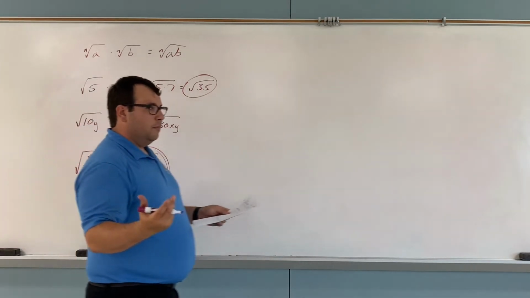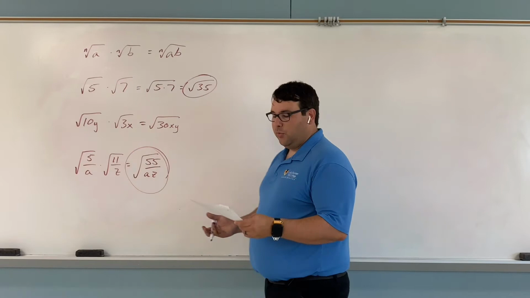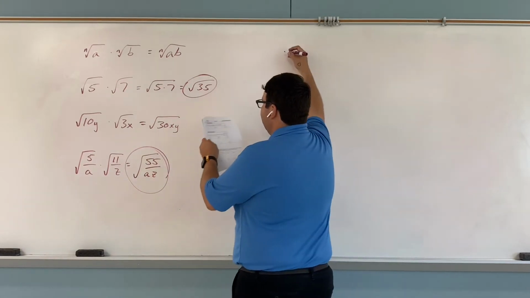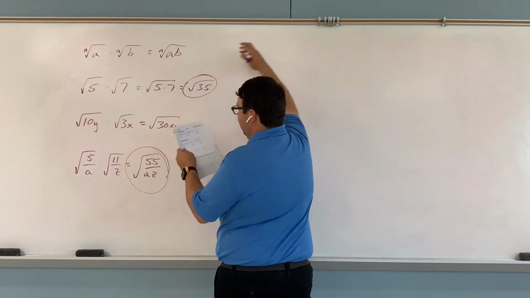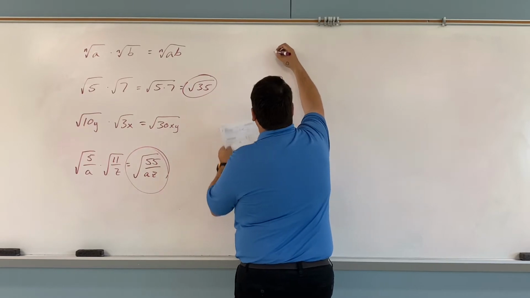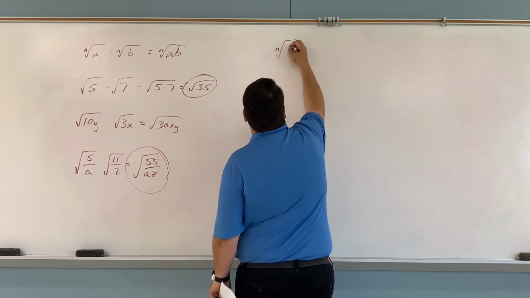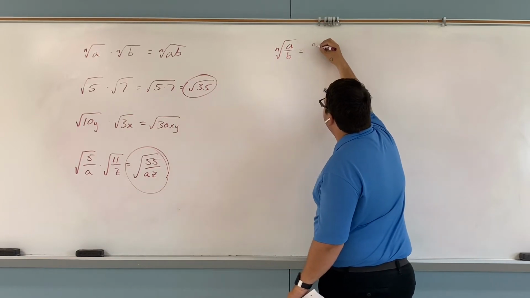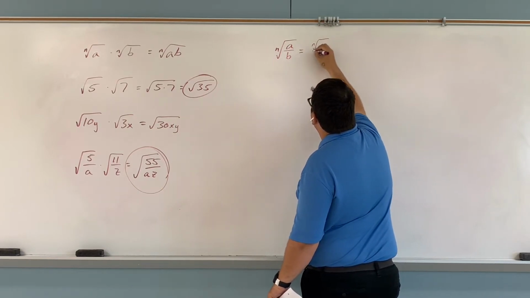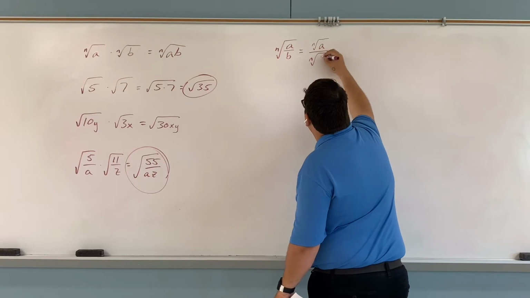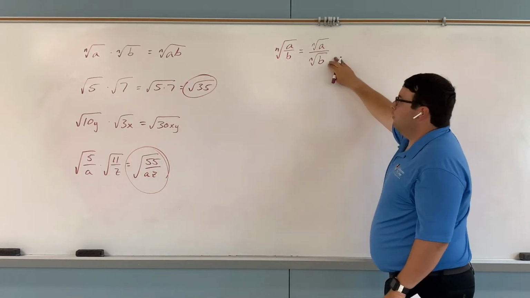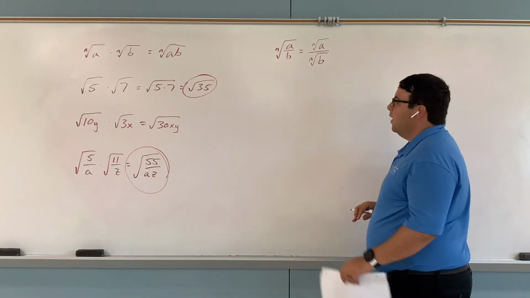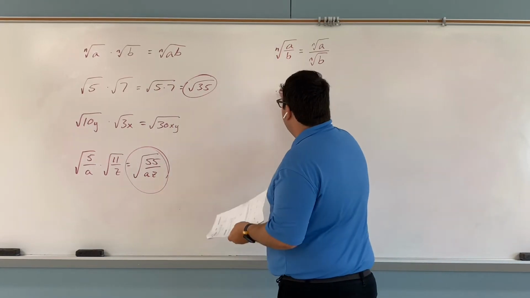Now, radicals also have a quotient rule, and it works pretty much the same way. So this is your product rule. Your quotient rule is basically looking at it as the nth root of a over b, and it can be split up so that you have two identical root indexes where you have a over b, just like so. Now, this is sometimes very helpful.